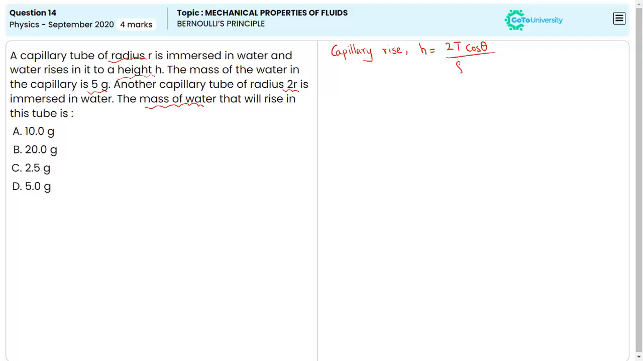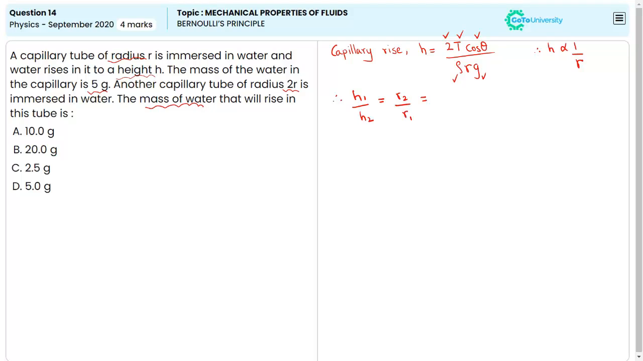Okay, so we have the formula for capillary rise, and that is h equals 2T cos theta upon rho r g. In this case, 2 is constant, angle is constant, tension is constant, density is constant, acceleration due to gravity is constant. So therefore, you can say that h is inversely proportional to r. Therefore, we can also say that h1 upon h2 equals r2 upon r1.